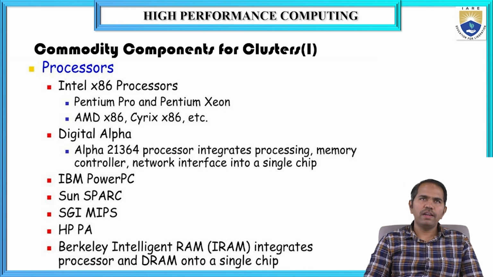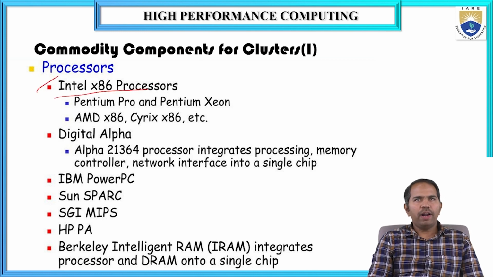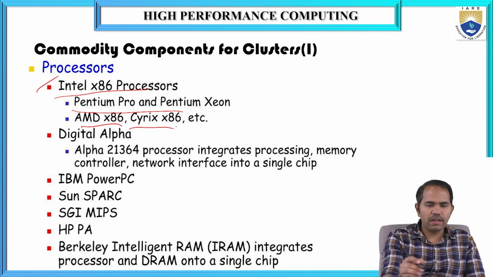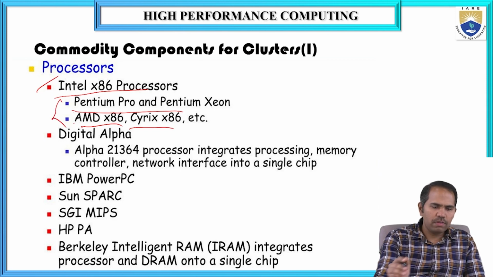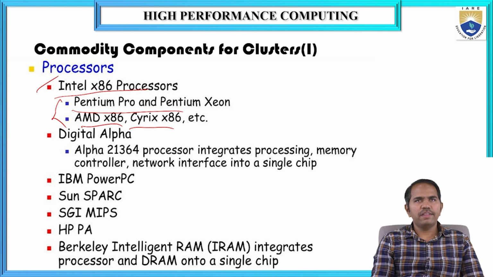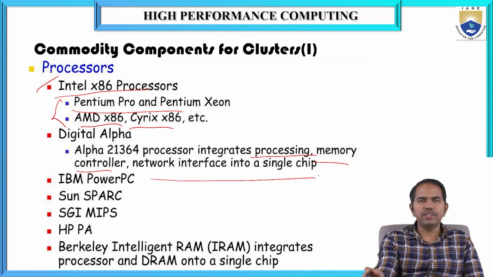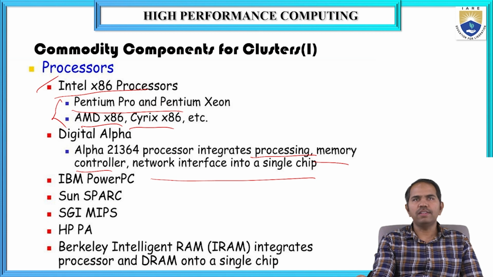The processors include Intel x86 processors, that have Pentium Pro and Pentium II, and AMD x86, AMD processors, Cyrix, etc. The second is Digital Alpha. That is the Alpha 21364 processor, which integrates the processing, memory controller, and network interface into a single chip.